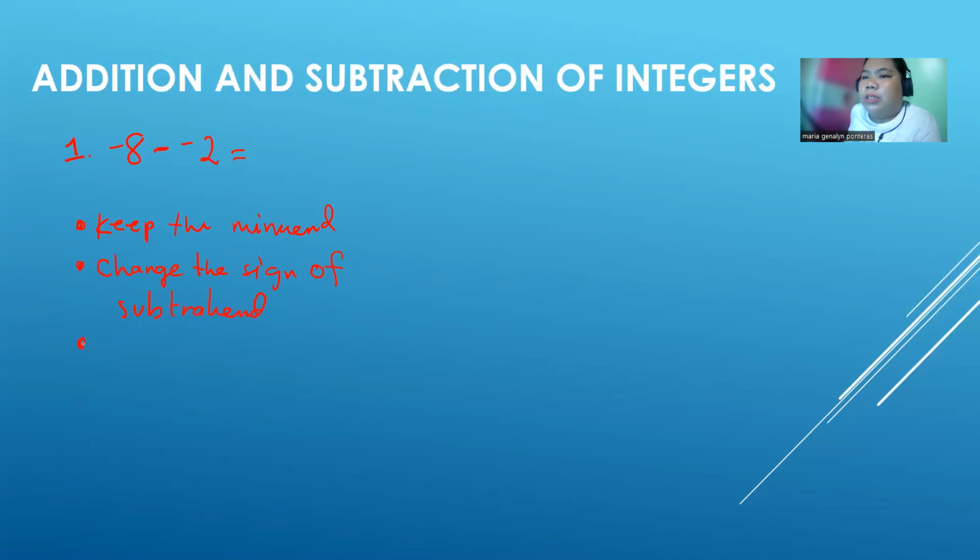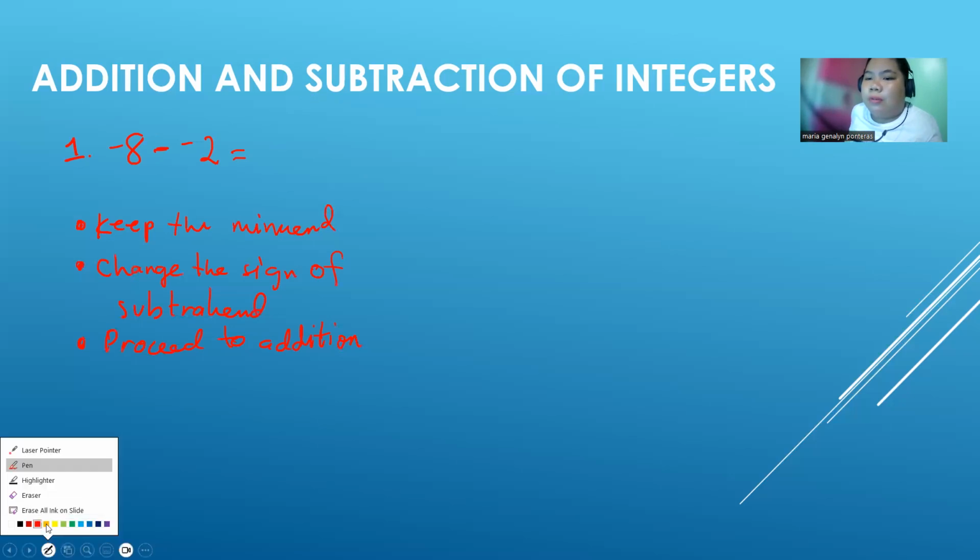And the next rule is proceed to addition. Okay, so these are the three rules in subtraction of integers. But in our class, we have an acronym for this. We have our own acronym.